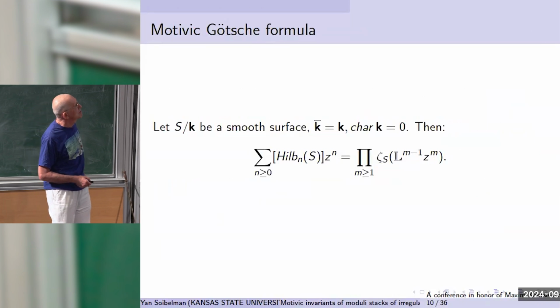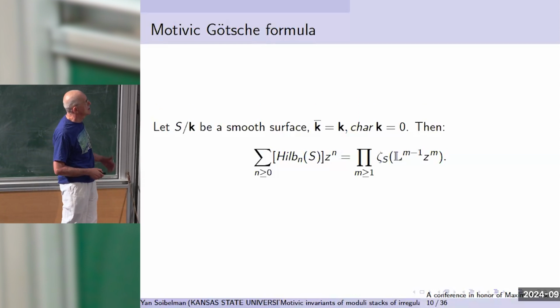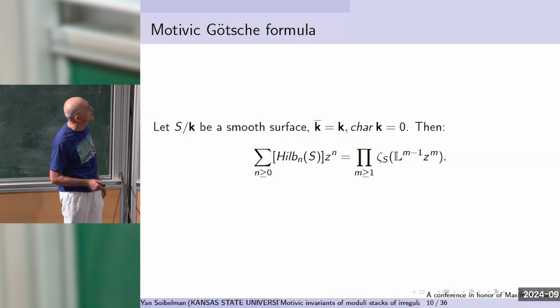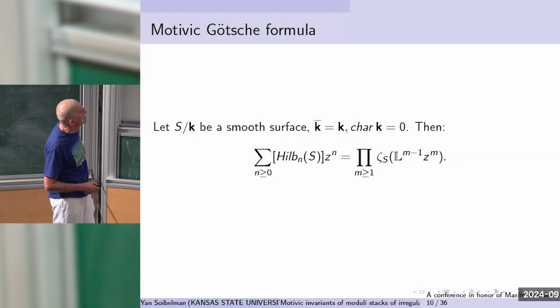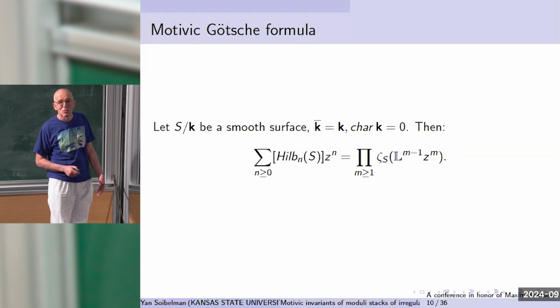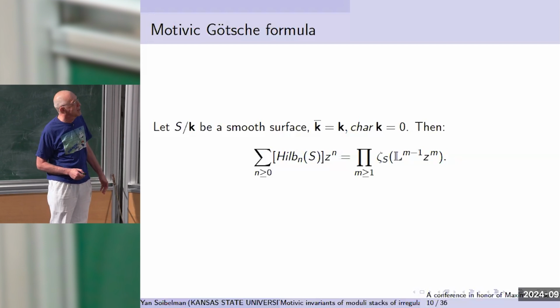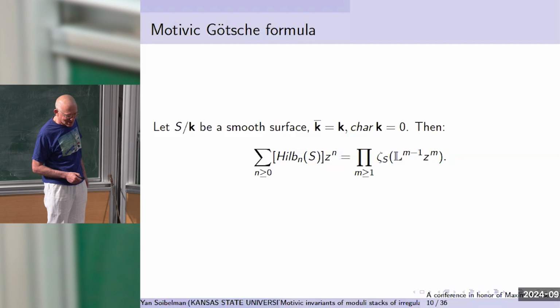And this is something in dimension 2. It's a Motivic version of the Göttsche formula. So S is a smooth surface over an algebraically closed field of characteristic 0. And this is a generating function of Motivic classes of Hilbert schemes. So it's again something additive equal to a product. And we will see more examples of this sort. If you'd like, you can think of this as a version of the Euler formula.